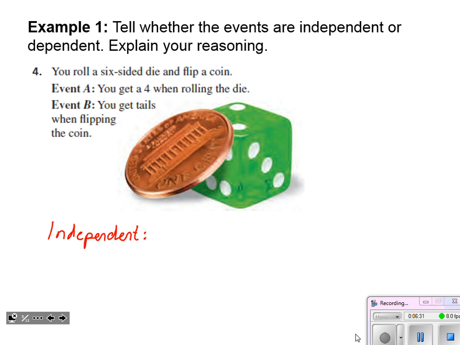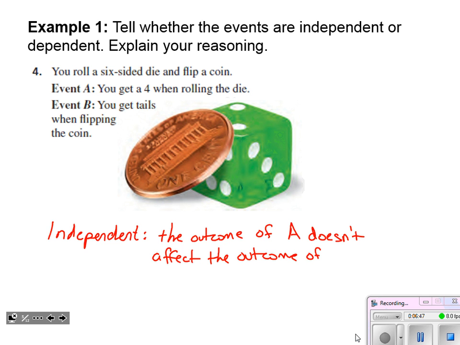Okay, and our reasoning is that the outcome of event A doesn't affect the outcome of B. So if I were to roll and get my 4, that doesn't make it more or less likely that I will get tails flipping the coin. The coin flip is independent of the dice roll.